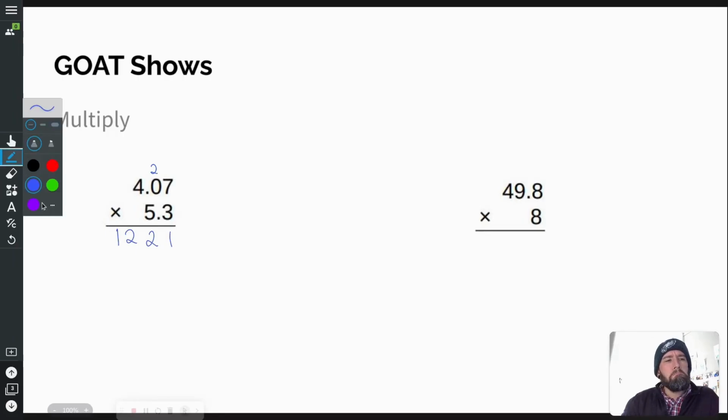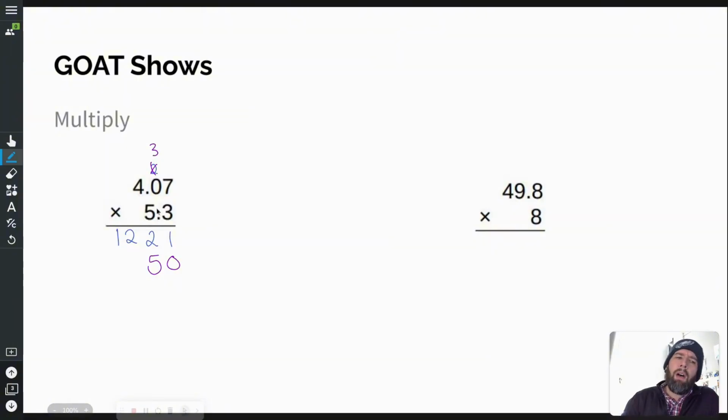All right. Let's attach that 0 there. We can get rid of that 2. 5 times 7 is 35. Let's have that 3 be there. 5 times 0 is 0. 0 plus 3 is 3. And then 5 times 4 is 20.